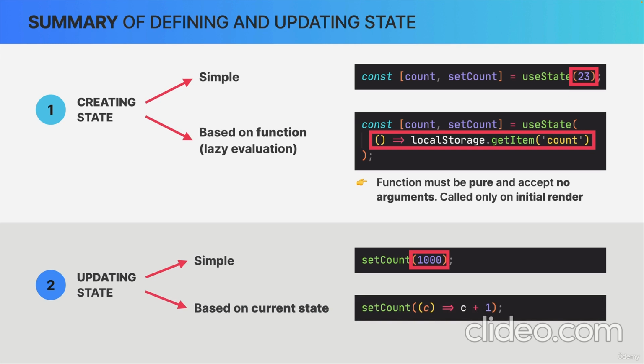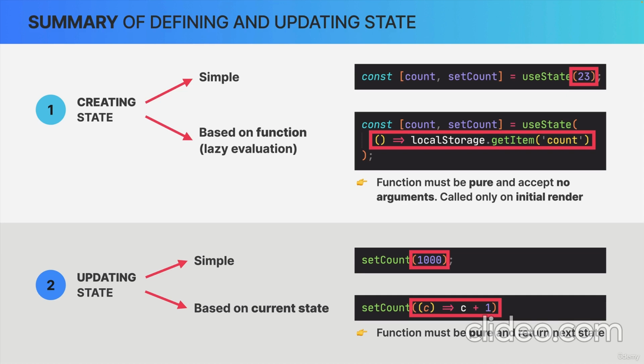So if that's the case, we can give the setter function a callback function like this. So a function that is pure and returns the next state based on the current state. And this is, in my opinion, the preferred way of updating state whenever it makes sense.